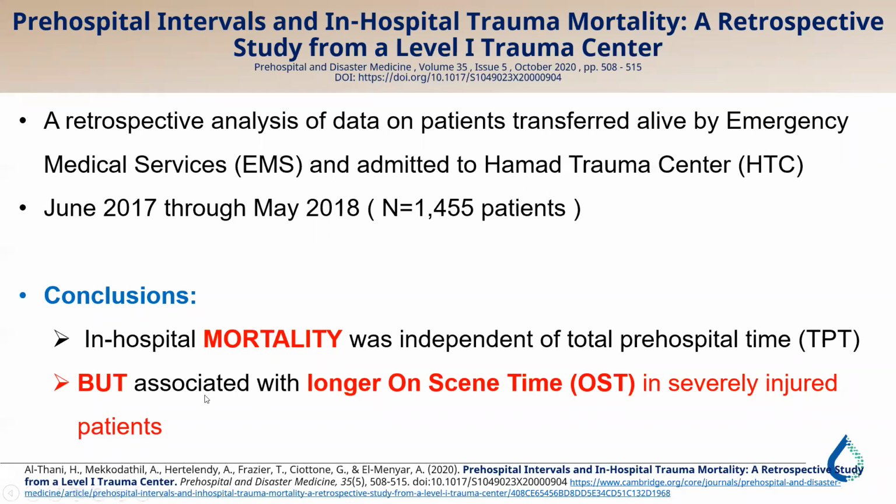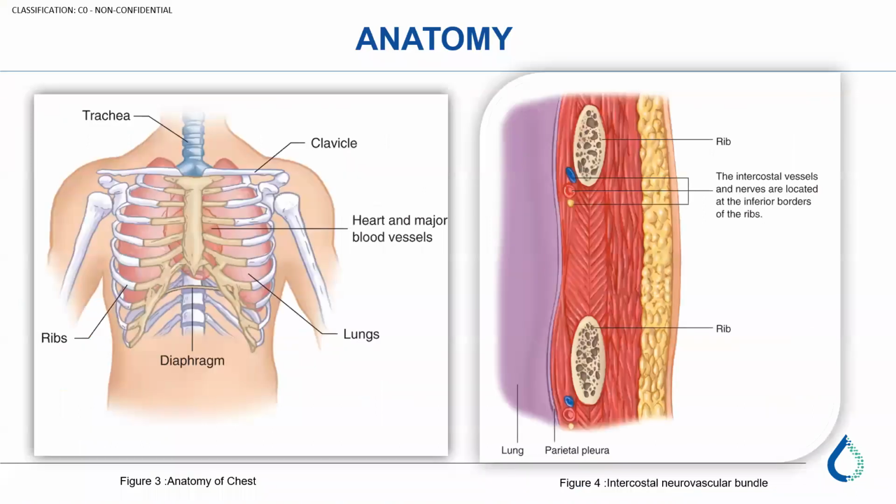Even though there is no direct correlation, and mortality was independent of the total pre-hospital time, the second finding is that longer on-scene time in severely injured patients is a big factor. So you need to know whether this patient is a load and go. You need to know that we need to transfer the patient immediately, especially those severely injured thoracic patients.